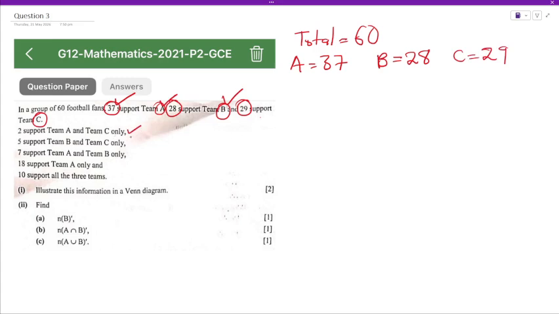So here the information is quite organized. We can start drawing. It's different from the other questions we have looked at, where we're given the information in paragraph form. Here at least it's somewhat point form. So we just need to check, is there a common intersection for all 3 sets? 10 support all 3 teams. So meaning we know there's a common intersection for all 3 sets.